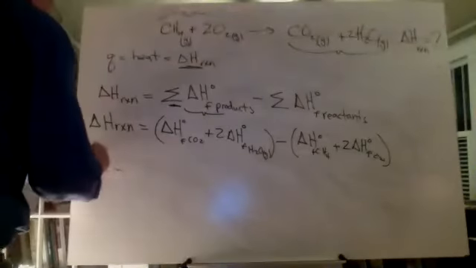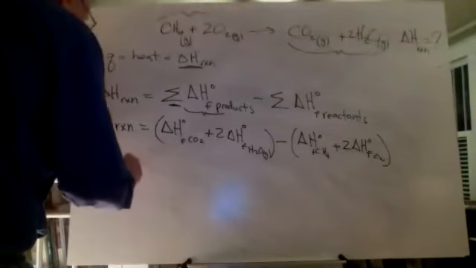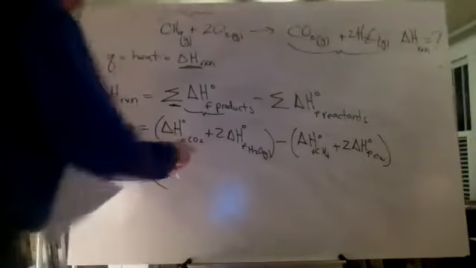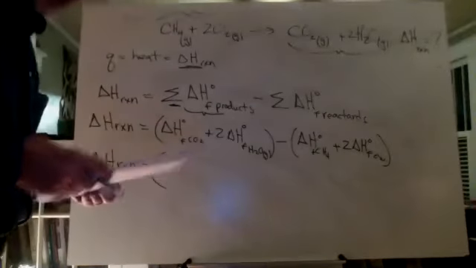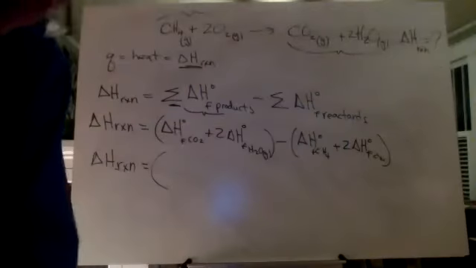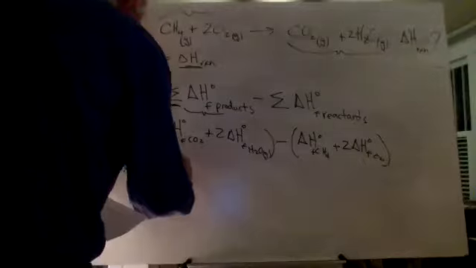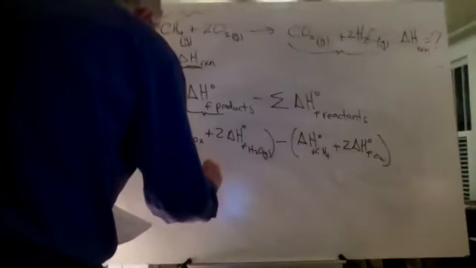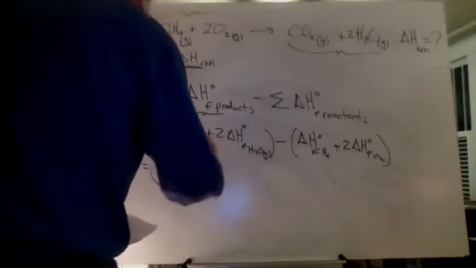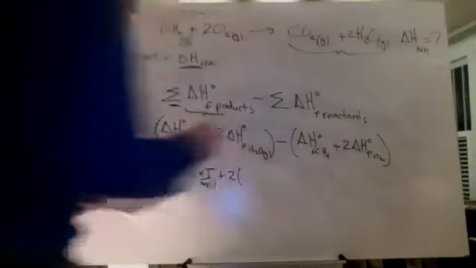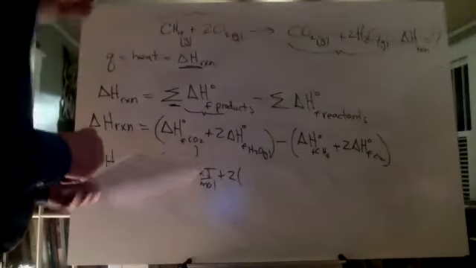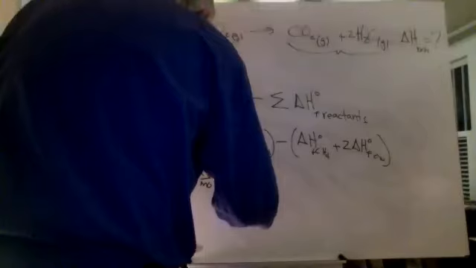And so the heat of the reaction is going to be equal to 1 times the heat of formation of carbon dioxide. And you find that on this table. And it turns out that that is equal to negative 393 kilojoules per mole. So that goes there, plus 2 times the heat of formation of water in the gas state. You look that up, and that's equal to minus 286 kilojoules per mole.